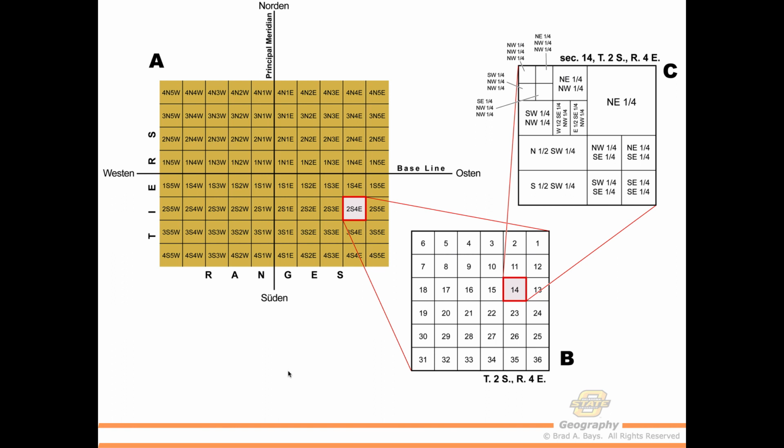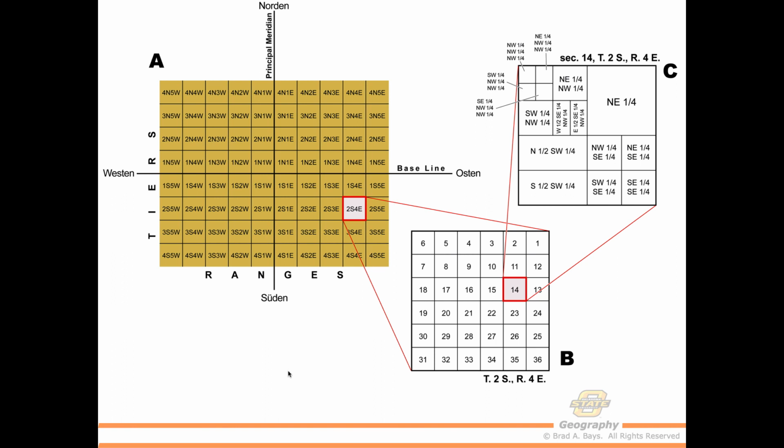So this is Township 2 South, Range 4 East. You'll notice that the 36 one-mile sections within a township are numbered in this zigzag fashion. They always start in the upper, northeast corner, and they go west and then south and then back to the east. This zigzag pattern is intentional so that people can quickly see which section they are in.